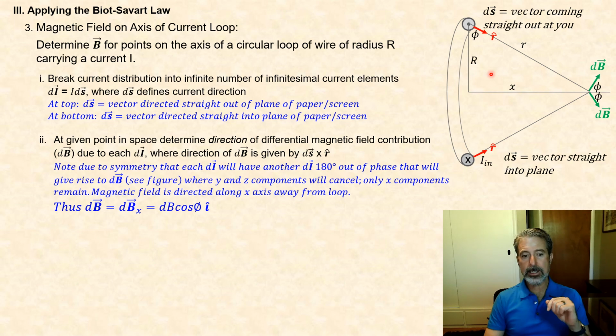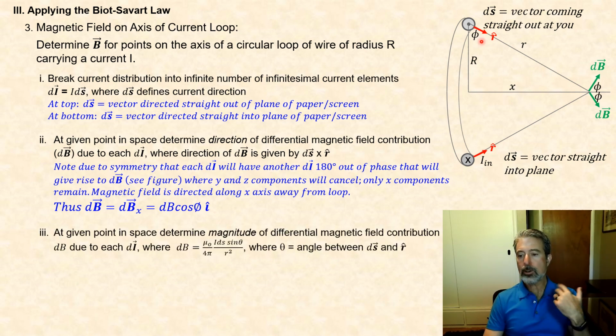So we can say that the direction of dB will be in the X direction, and it will have a magnitude given by dB cosine phi, where phi, as I'm showing you in the figure, is the angle that this infinitesimal field contribution makes with respect to the x-axis. Given that, we can now calculate the magnitude of the field contribution for each current element dl. For any current element, only the x component remains; y and z components cancel.